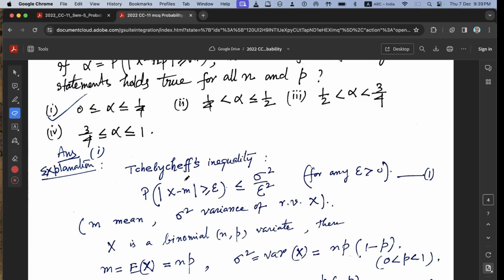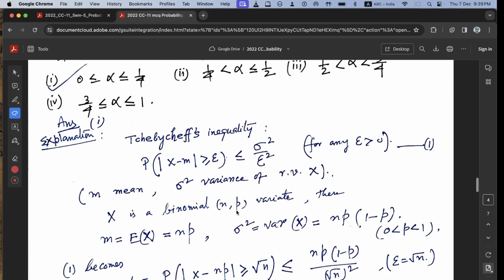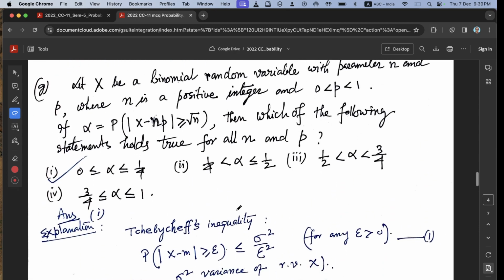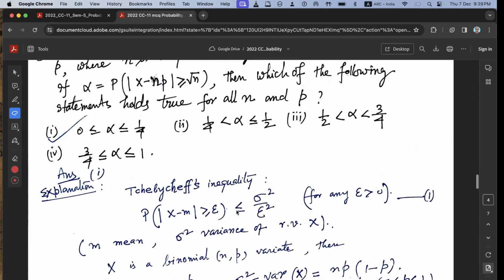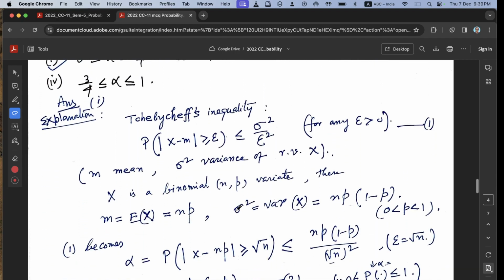Now from Chebyshev's inequality, the probability that modulus of X minus m is greater than or equal to epsilon is less than or equal to sigma squared by epsilon squared, for any epsilon greater than 0. Here m is the mean and sigma squared is the variance of the random variable X. Now here X is a binomial (n, p) variate where 0 < p < 1, so the mean E of X is equal to np and the variance sigma squared is equal to np(1-p).